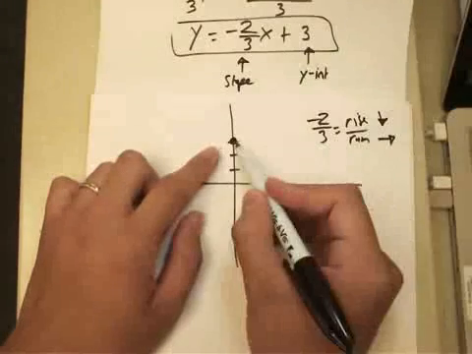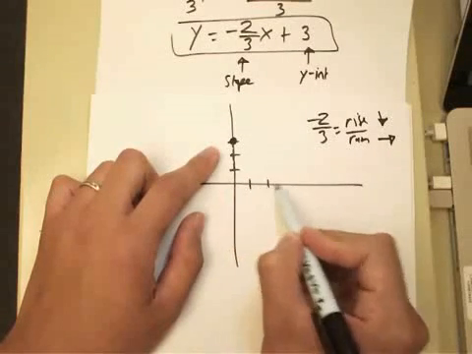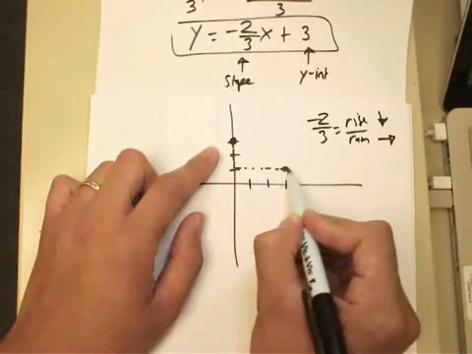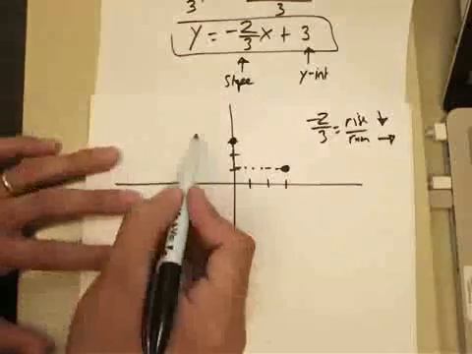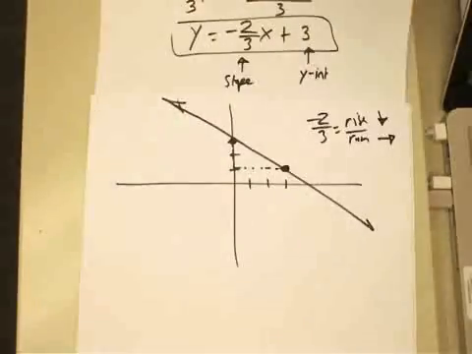I know I'm going to be going down 2 units, so I'm going to go down 2, and I'm going to run over 3 on the right-hand side. So that means my second point is right there. I got my second point, and there you have it, your line, using slope-intercept form to graph. Very simple, very straightforward, as you can see.